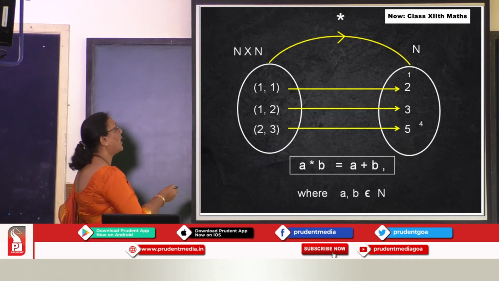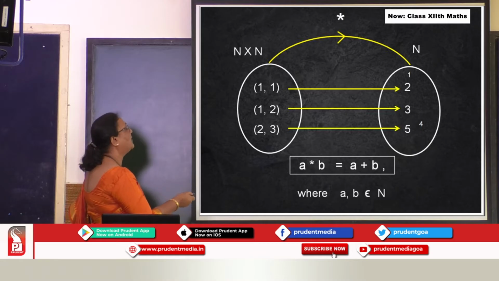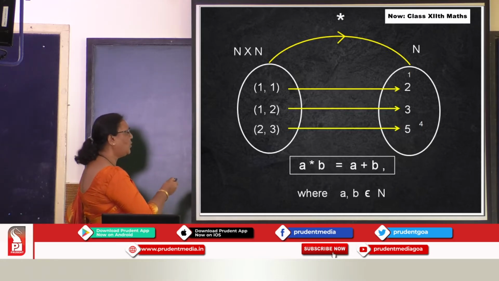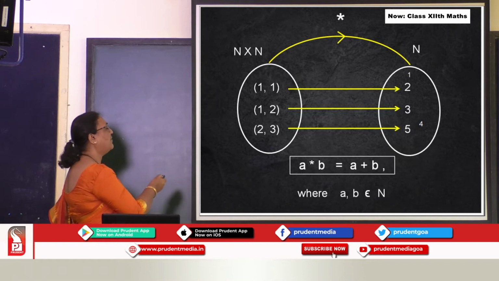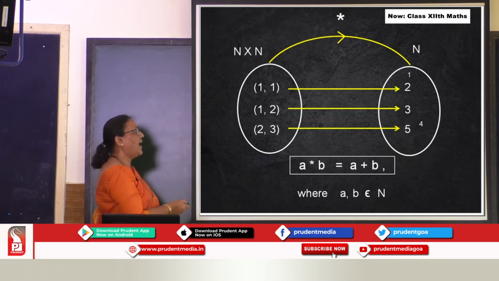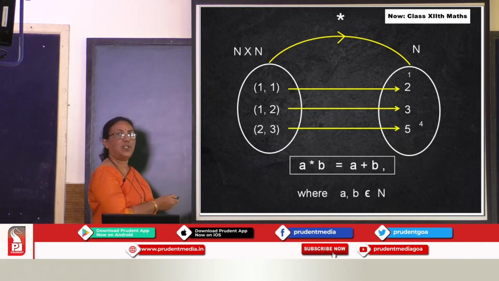So 1 plus 1 you will get 2. Similarly here you will get 2 plus 1, 3. 2 plus 3 you will get 5. Like that you take all the elements, there are infinite elements, and you will get the answer in this set of natural numbers. Therefore it is a binary operation. Is it clear to you all?